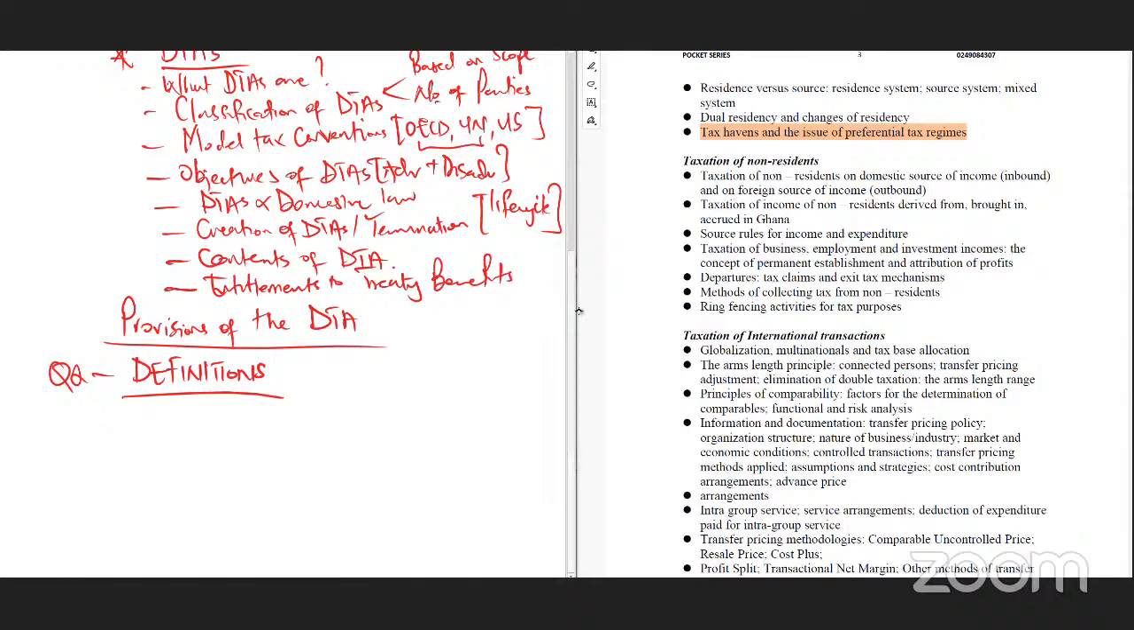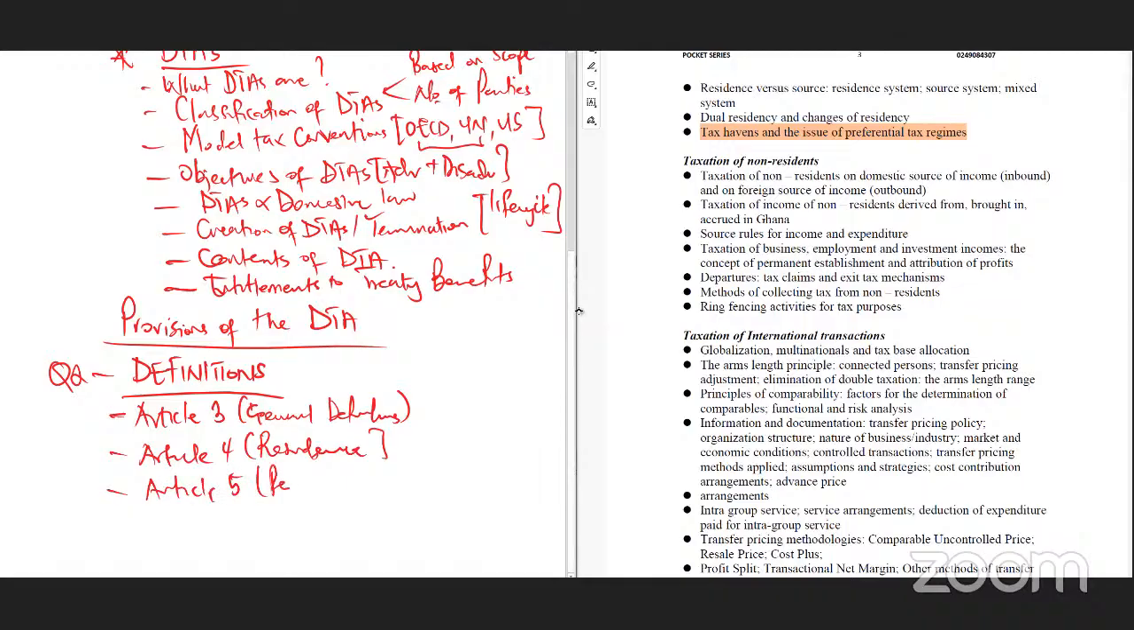Okay. Then definitions. So under definitions, we have to look at some articles of the DTA first. We have to look at Article 3, which is general definitions. We have Article 4, which is residence. And these are very important articles, residence. And then we have Article 5, which is permanent establishment, right? So we have to look at all this. Okay, these are the main areas.